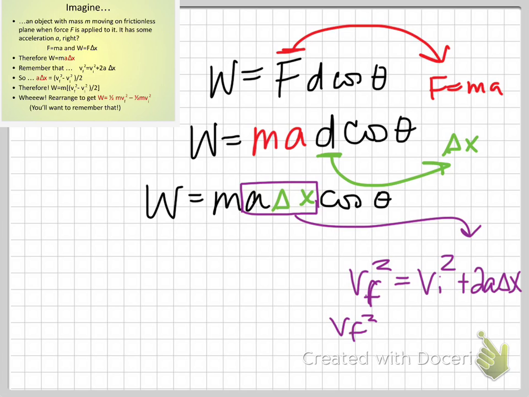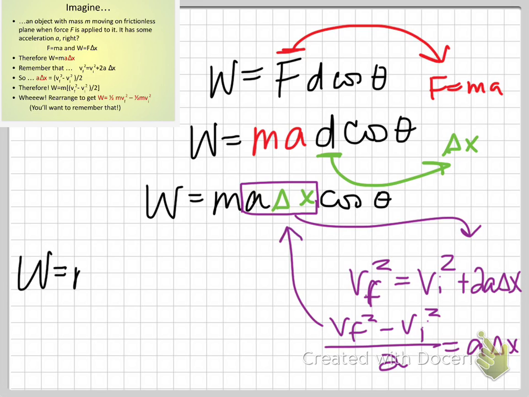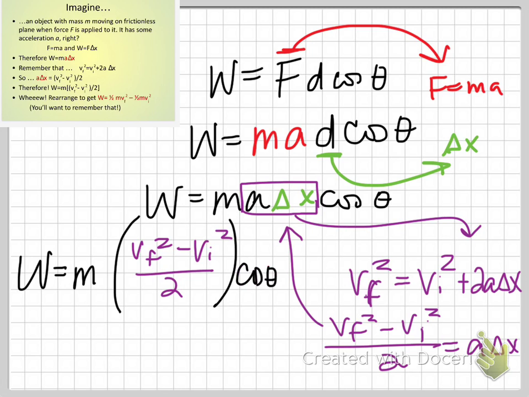So Vf squared minus Vi squared, divided by 2, equals a delta x. Okay, so work equals mass times Vf squared. I didn't color code that one. Is that okay? You good with that? I'll color code it for the visual learners out there. Okay. Vf squared minus Vi squared over 2, the whole thing times cosine theta, where theta is the angle between the force and the displacement.